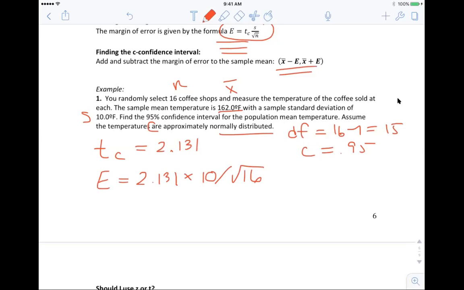I'm getting about 5.3275. Okay. And then what am I doing finally to get the confidence interval? Adding it and subtracting it to the mean. So I'm doing 162 minus that. And we could just go one decimal place here. 162 plus that. Right?